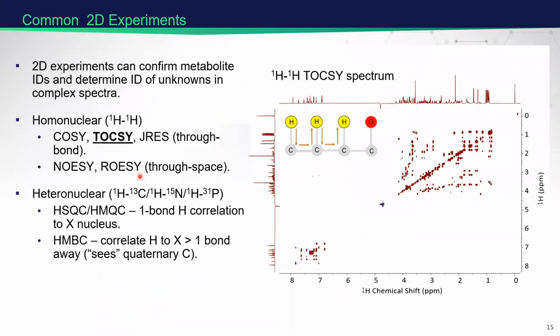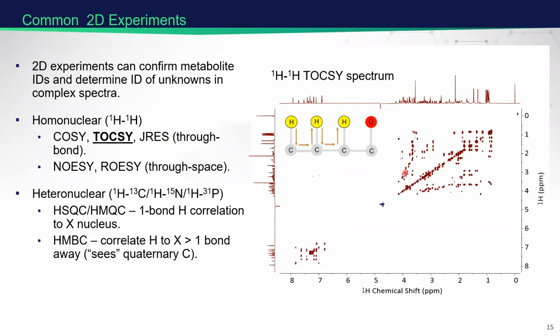So I want to show some common 2D experiments that are used quite often in NMR and show you some of the information we can get from them, because we use these to do structural elucidation. These are good to identify molecules in complex mixtures, especially if we already know where the chemical shifts are going to be or should be. For the homonuclear case, I'm showing what's called a total correlation spectroscopy spectrum. The diagonal axis, since this is homonuclear, is essentially this 1D spectrum that I have projected on the top.